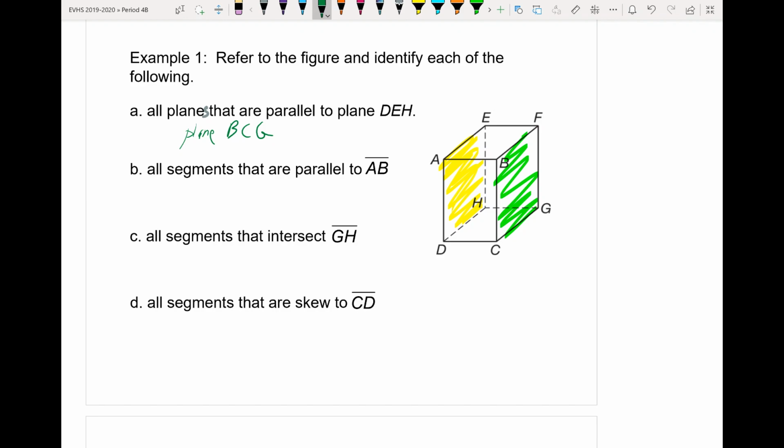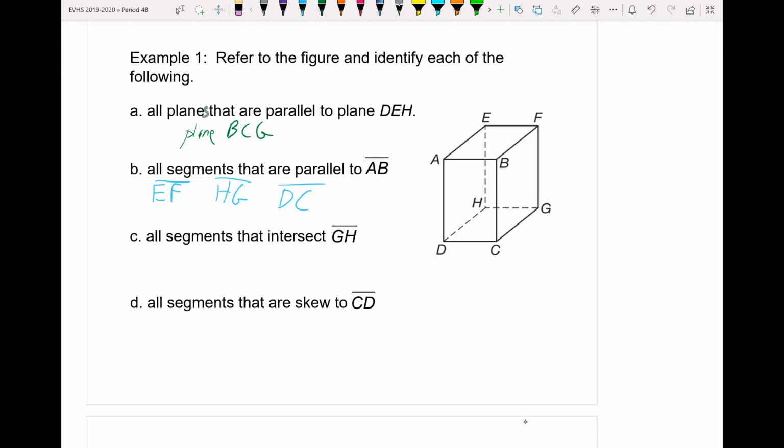All right. Now we want all segments that are parallel to AB. Well, AB is right here across the top edge. Which ones are going to be parallel to that? Carolyn? EF. Okay, EF is one. Segment EF across the top. What else we got? HG. HG, all right, down there is good. And what else? DC. DC Comics. Detective Comics is redundant. Yeah, I know.